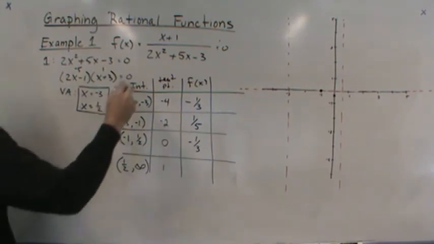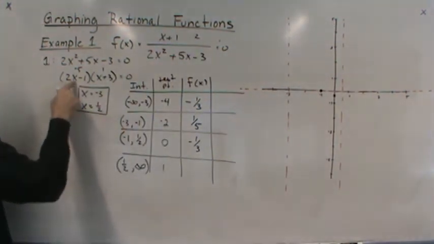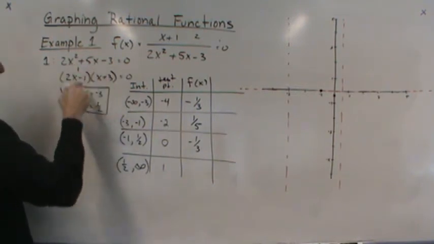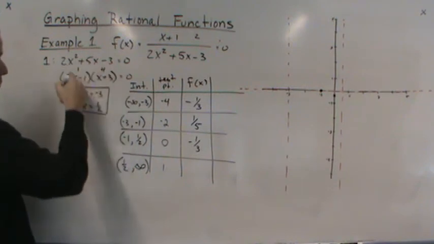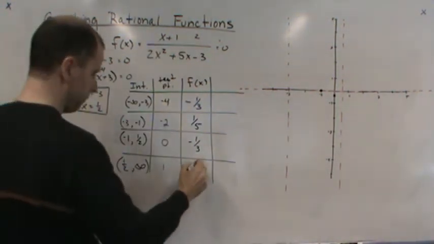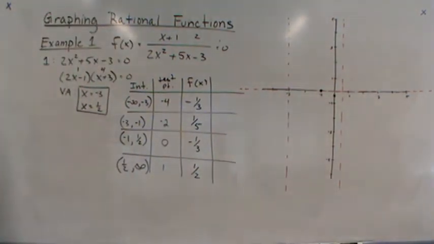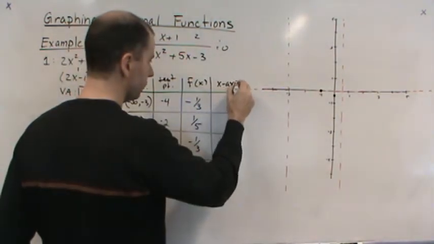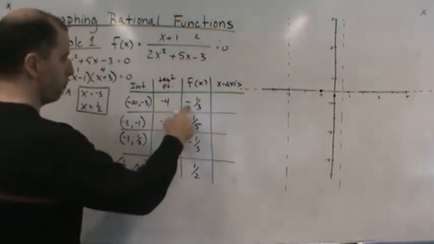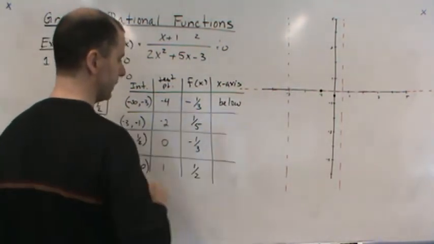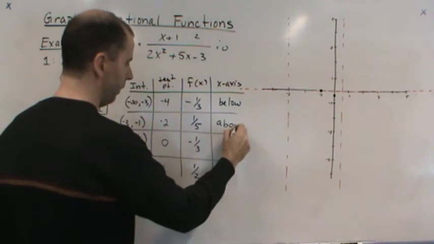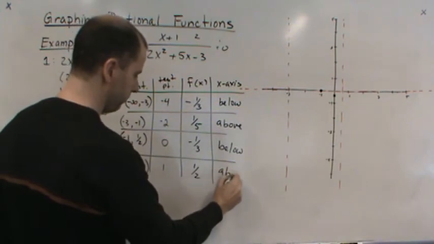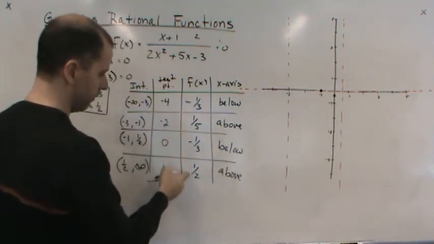And then if we plug in 1, we get 2 on the top. And here if we plug in 1, we get 2 minus 1, which is 1. And here we get 1 plus 3 is 4, so we get 4. So we get 2/4, so we get 1/2. Okay? Now, where are we at with the x-axis? Well, here we're going to be below the x-axis. Here we're going to be above, and then we're going to be below, and then we're going to be above. Right? Negative, positive, negative, positive.